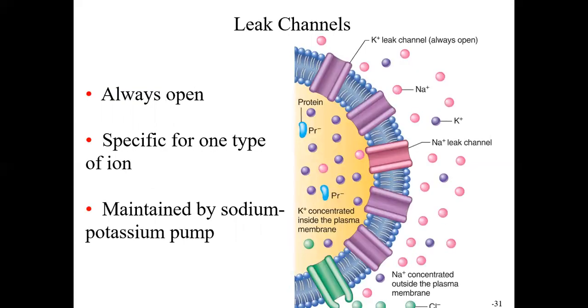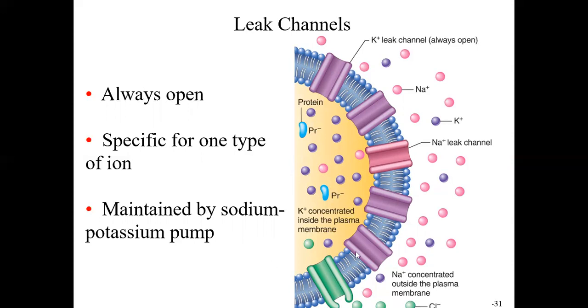Leak channels, or leak ion channels. A couple of properties here. They're always open, in other words, they're non-gated. They don't have really a control mechanism other than they're maintained by diffusion. So they operate based on the laws of diffusion, which says that molecules or ions in this case will go from high concentration to low concentration. Now they generally are specific for one particular type of ion. And one of the main leak channels that we've looked at before is potassium. Potassium is a leak channel, although there are sodium leak channels as well.